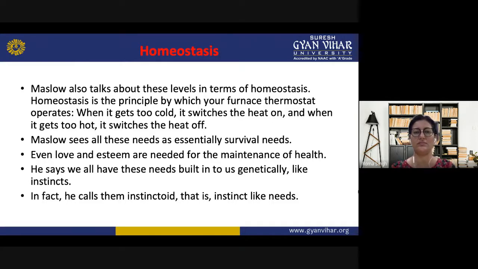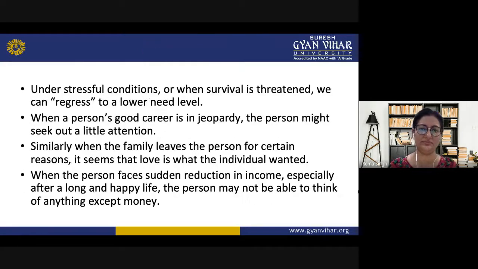So this is not something new. This is in our genes. And every person, every human needs this. So these are basically like instincts. If you have to survive in this society, in this world, you have to get those essential things. In fact, he calls these needs instinctoid, that is instinct, which are like needs.